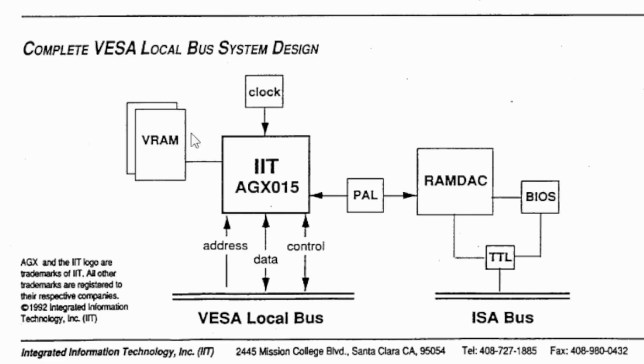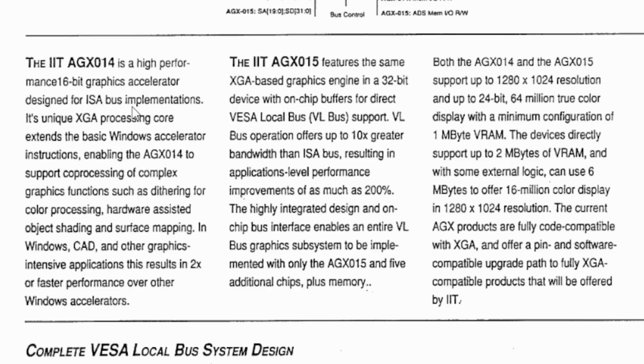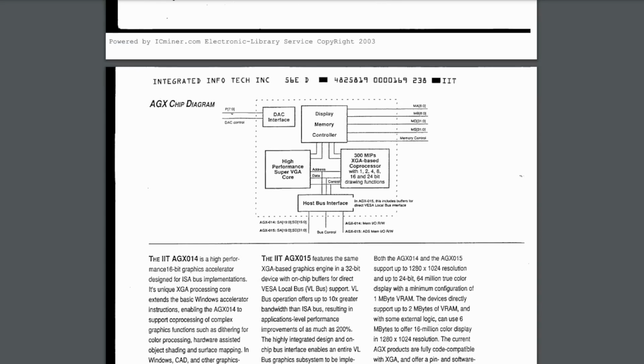This is a VESA local bus setup, and you can see the chip talking directly with the portion of the slot for the VESA local bus, and the ISA is connected to the rest. But very generic information here. There's nothing about any of the registers in the chip or any way to program this. And you can see that I just mentioned dithering, object shading, surface mapping again, no explanation. There's even a little typo here, I think. 64 million colors in the 1 megabyte version and only 16 million colors in the 6 megabyte version. So yeah, we're going to need better information than this.